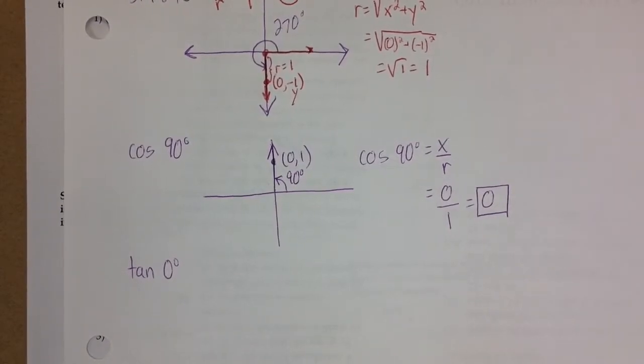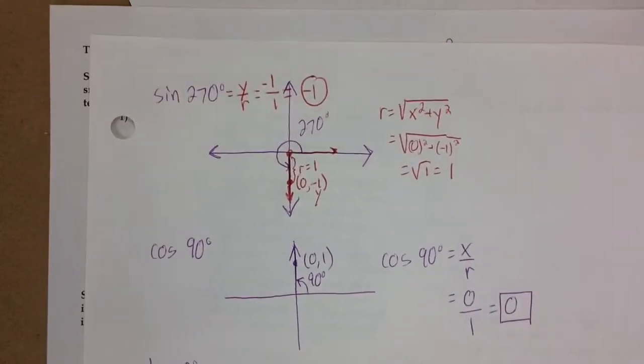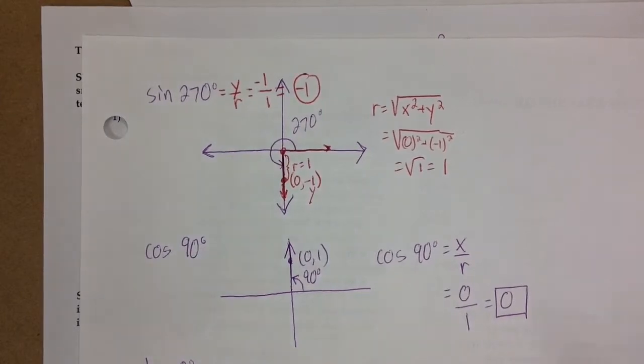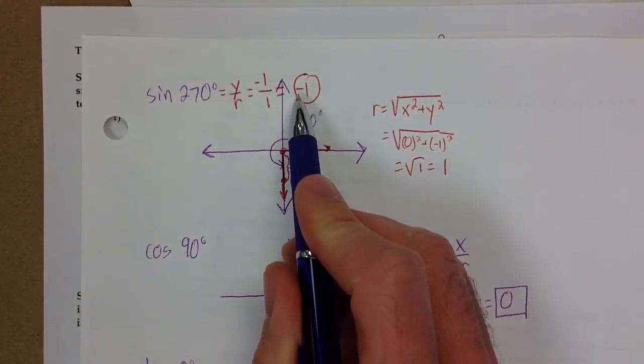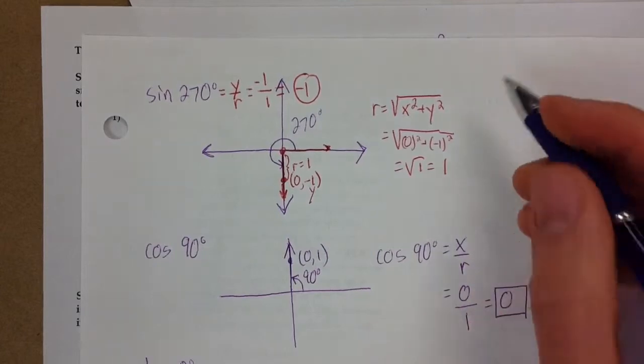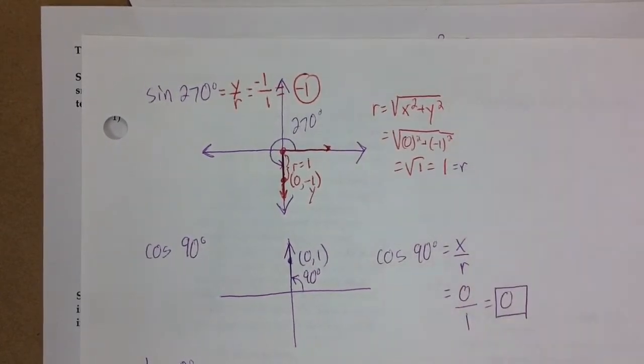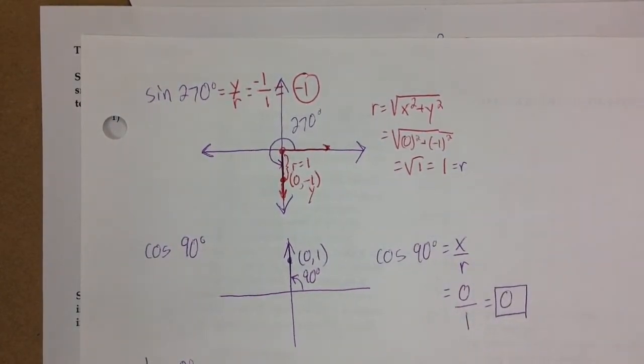Yes? No, I have one for the first one. Okay. Is it 1 or -1? It is -1. Okay, I only saw the 1 side. Oh, that's the r. Another thing, r is always positive. Okay.